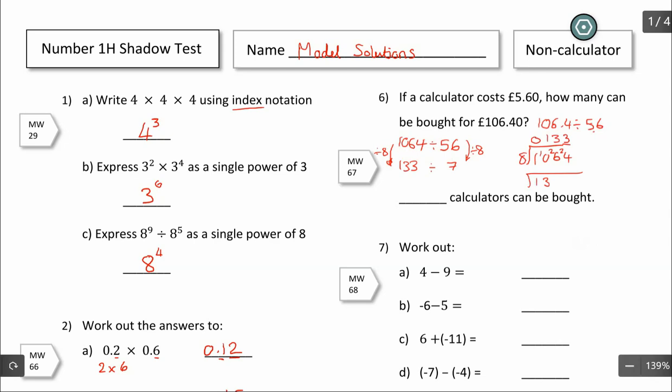Actually, I'll just do this in a bit more space. Okay, there are 0 7s in 1, there is 1 7 in 13 with 6 remaining, and there are 9 in 63. So the answer is 19 calculators. That's just one way we could have done it.